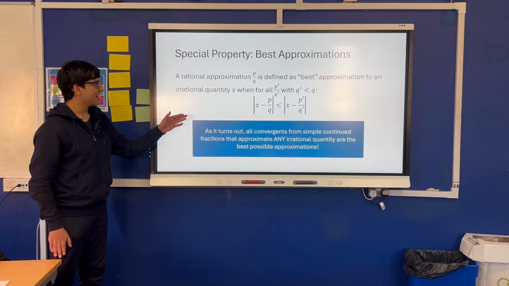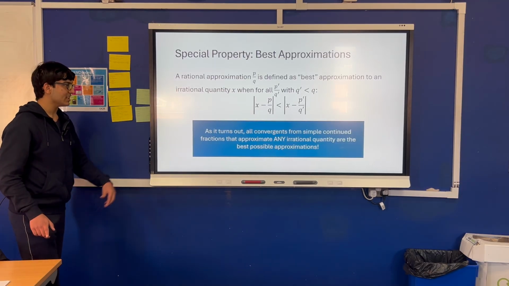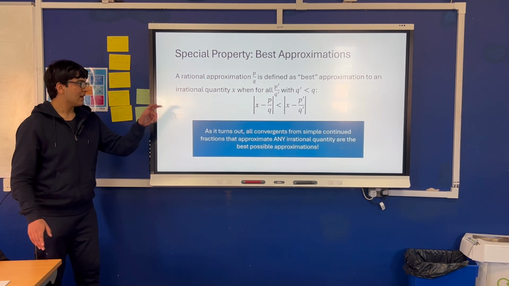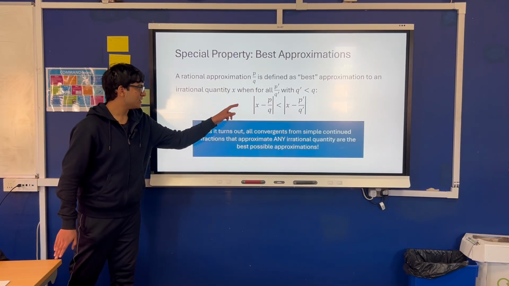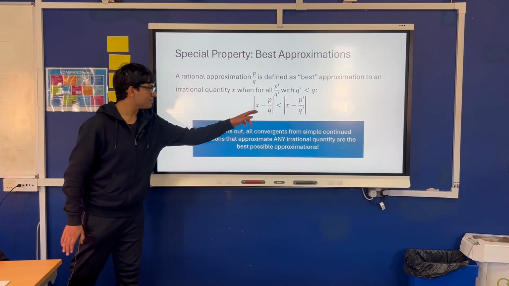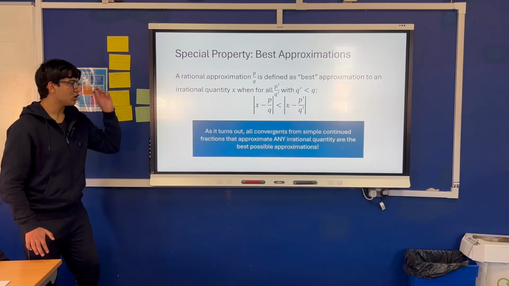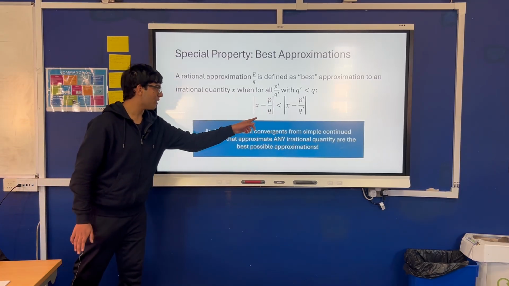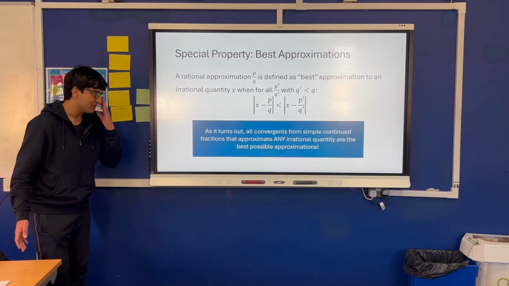A rational approximation, P over Q, is defined as the best approximation to an irrational quantity when for all P prime over Q prime, with Q prime being positive and less than Q, and when they're distinct as well, the difference between the irrational quantity and P over Q is less than the distance between P prime over Q prime and the quantity. Meaning that each fraction you have is the closest possible fraction to the irrational quantity for any denominator between 1 and the denominator itself.